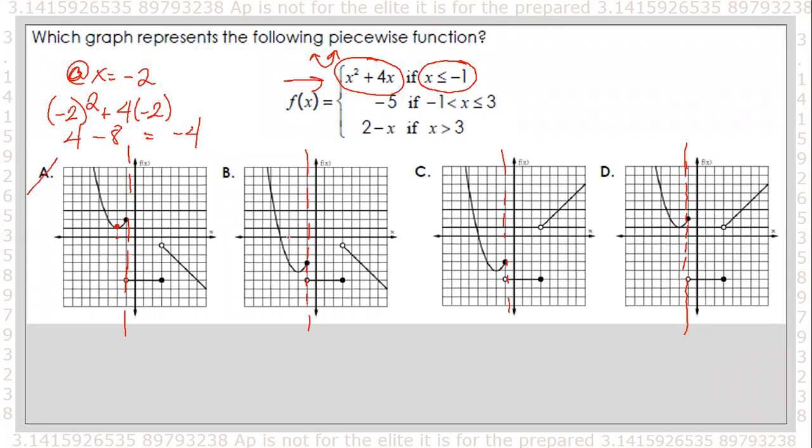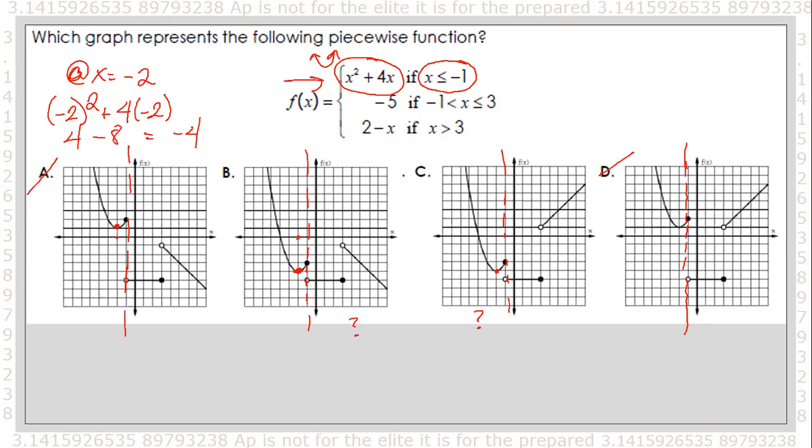And then on B, we can see that when x is -2, we have a height of -4. So this is a possibility. By that same scenario, this is also a possibility because we have this point right here, 2 to the left and 4 down. And this is the same scenario as A.